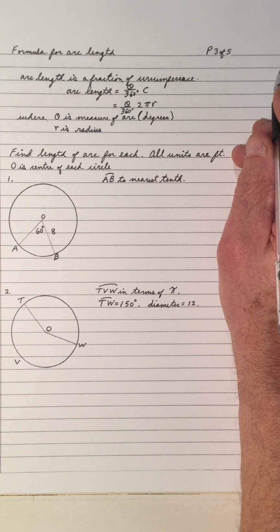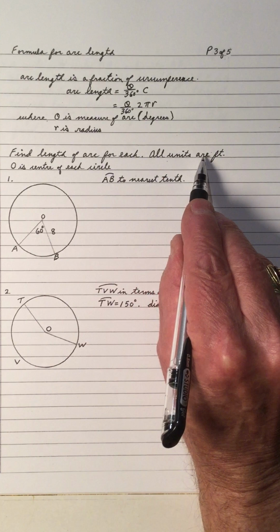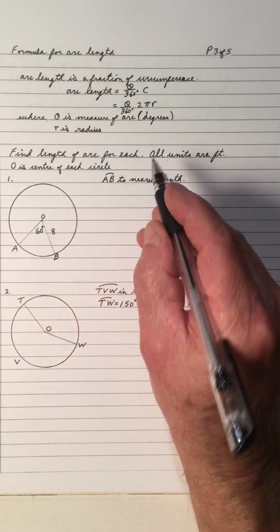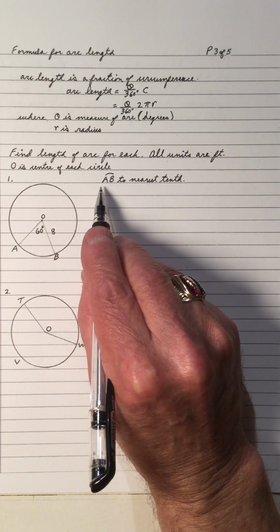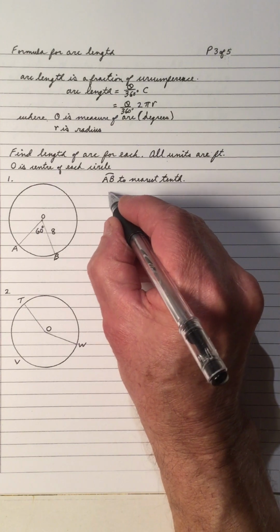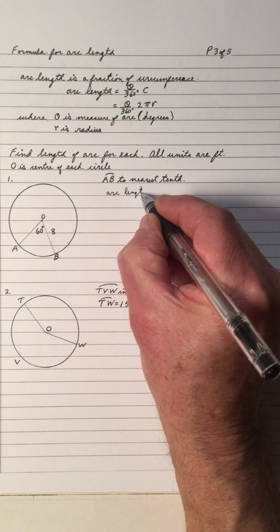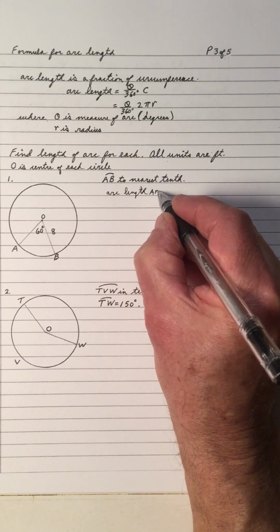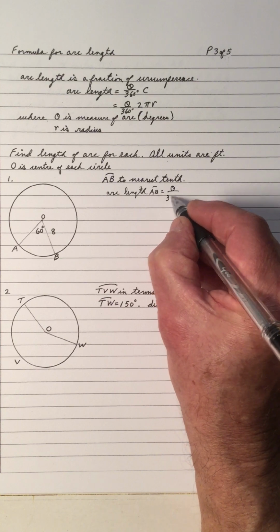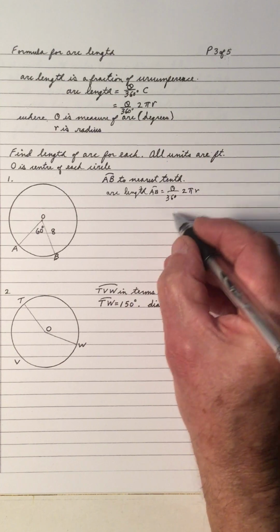So let's find some arc lengths. Find the arc length of each. All units are in feet. O is the center of each circle. So we want to find the length of the arc AB to the nearest tenth. So the arc length of AB is theta over 360 times circumference 2 pi r.